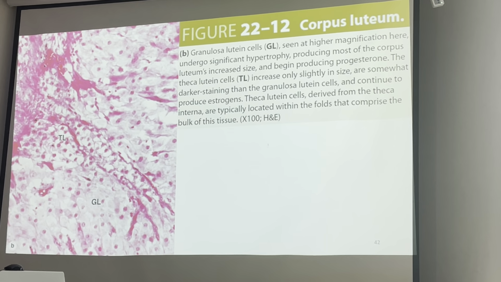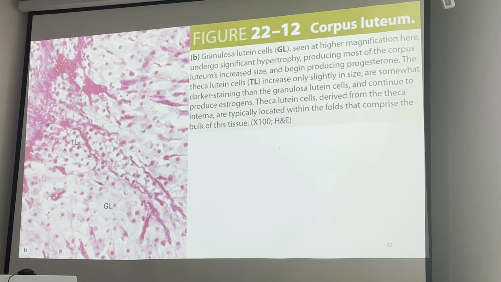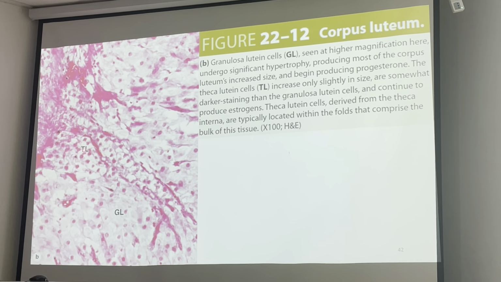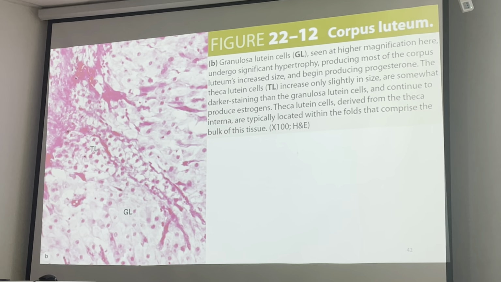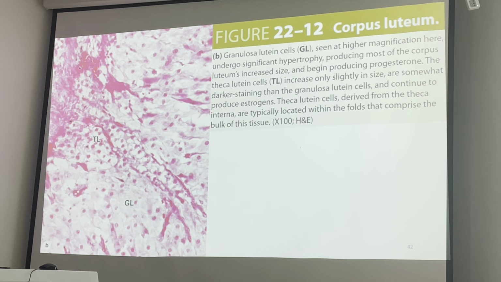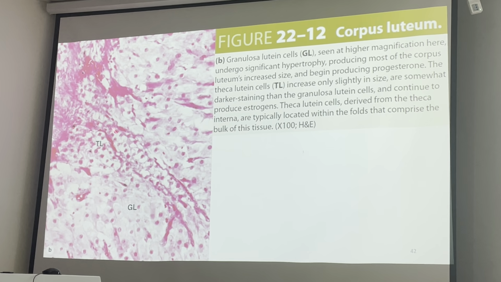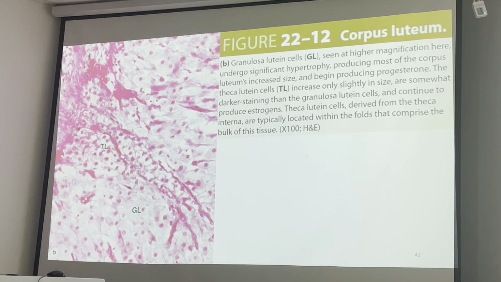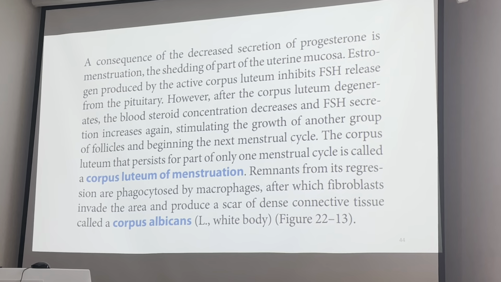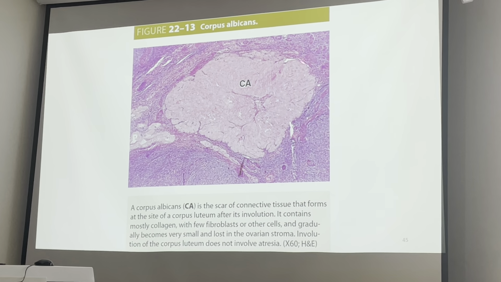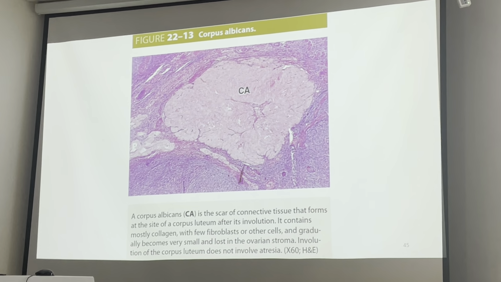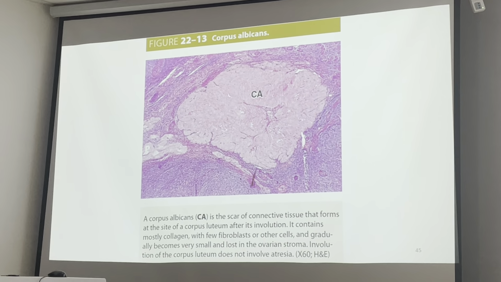When we look at the corpus luteum, you can see these larger cytoplasm cells are our granulosa lutein cells, and in low amount and with a darker cytoplasm, theca lutein cells are present in the outer side. Both of these cells have a role in production of estrogen and progesterone. And here you can see the corpus albicans formed after the decrease in the amount of progesterone.